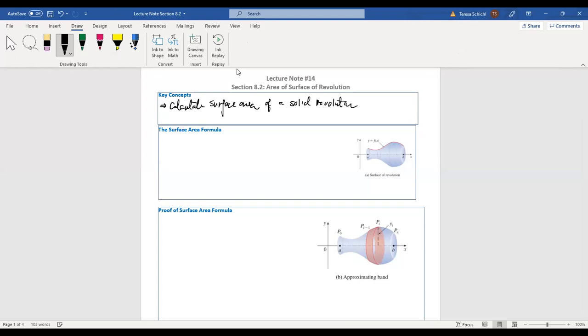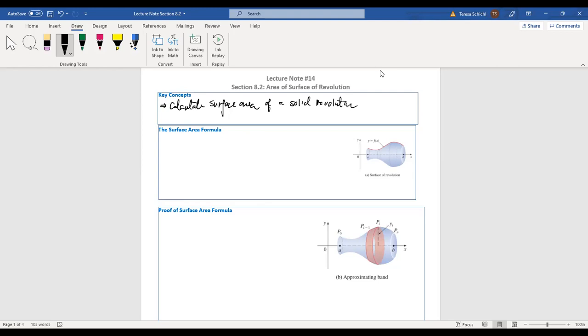For the surface area formula, I put pictures here. If this is your function f of x, and you rotate this f of x along the x-axis, you will generate this light blue solid. What we want to find is the surface area of this light blue solid, generated by rotating the function y equals f of x. I'd like to write down the formula first.